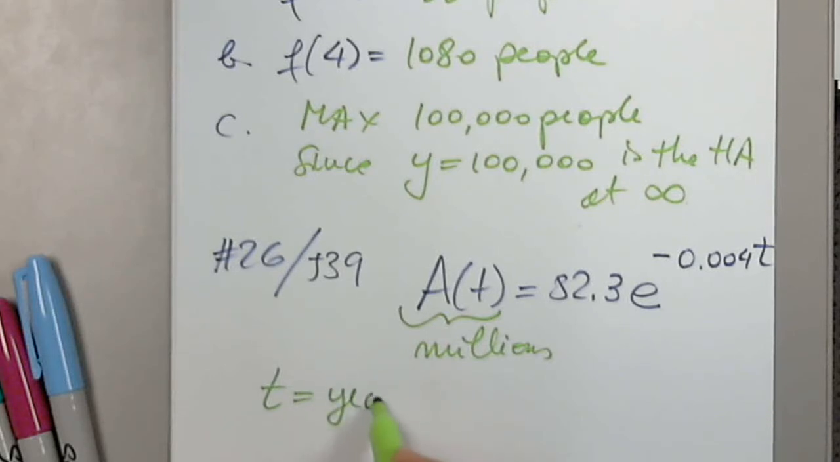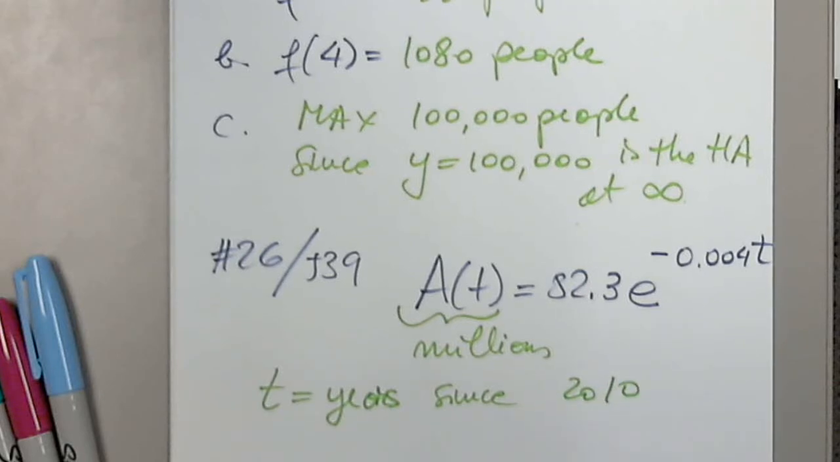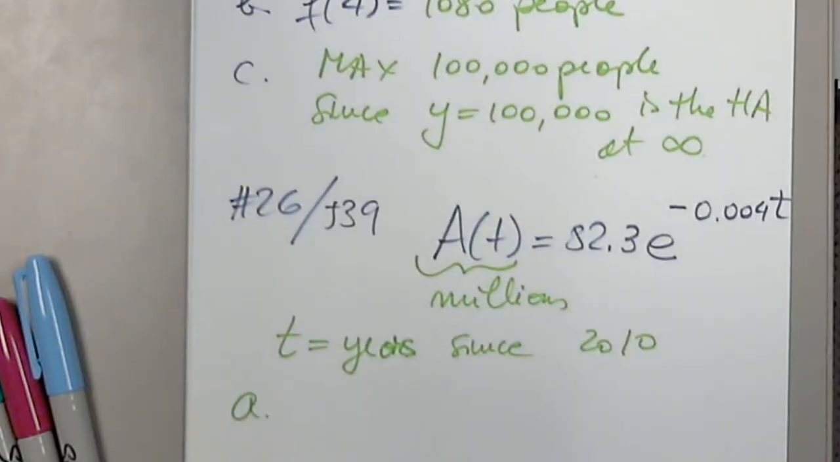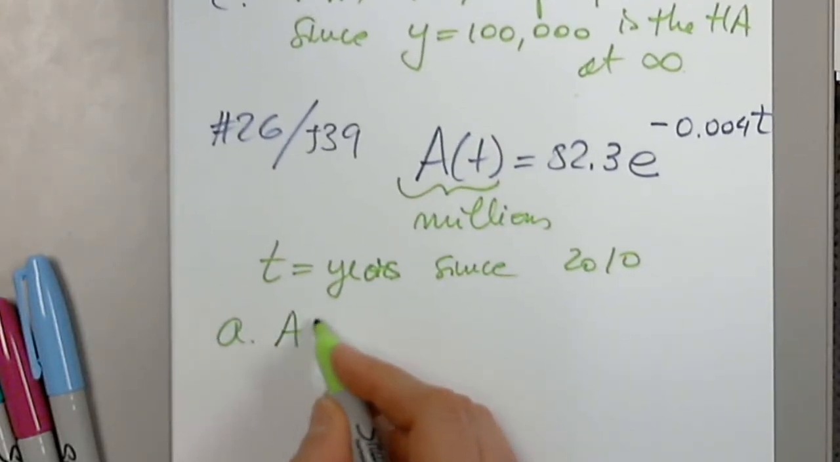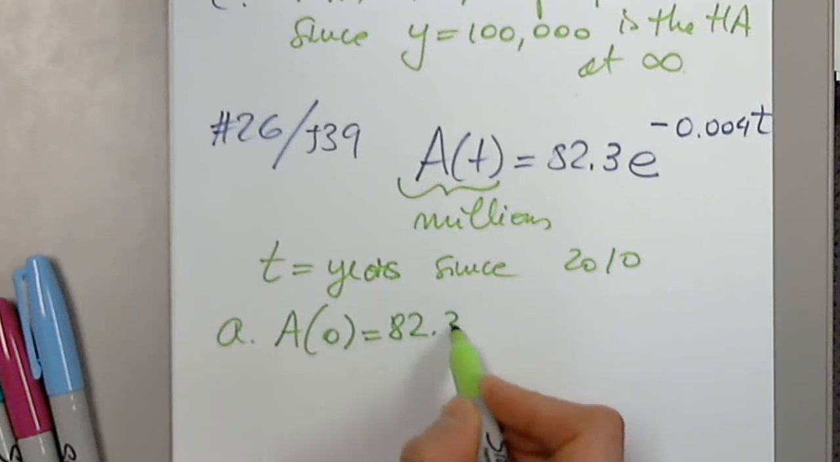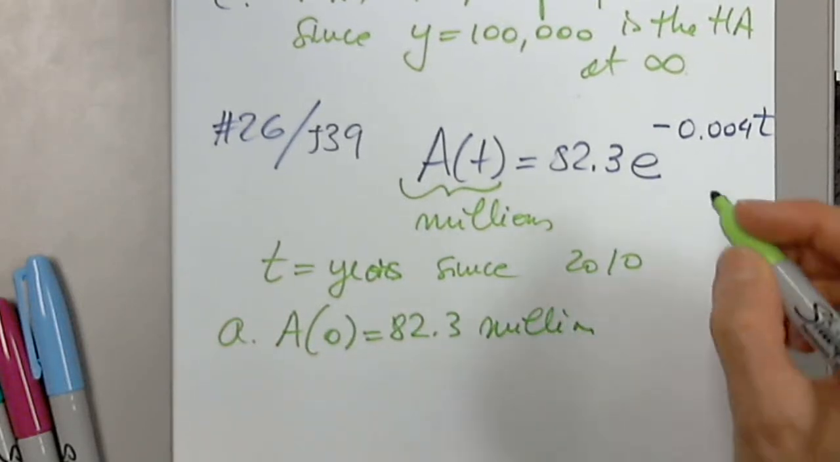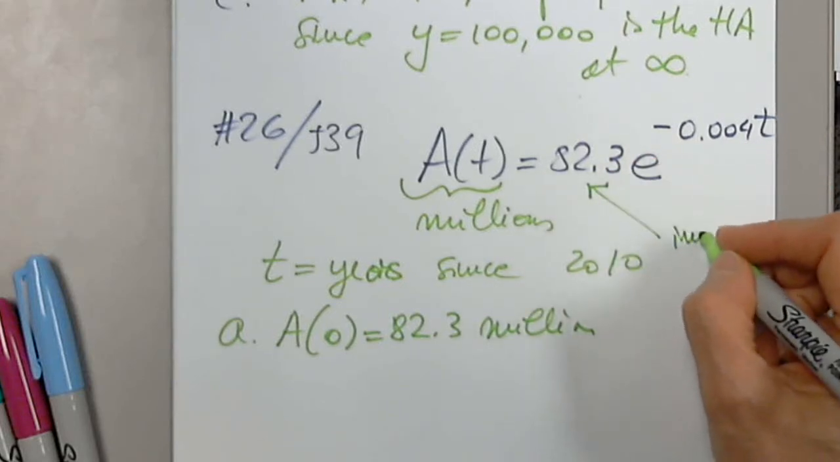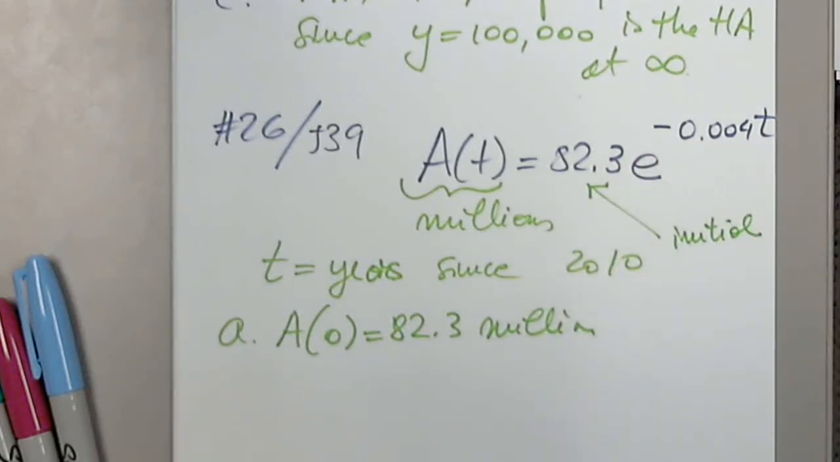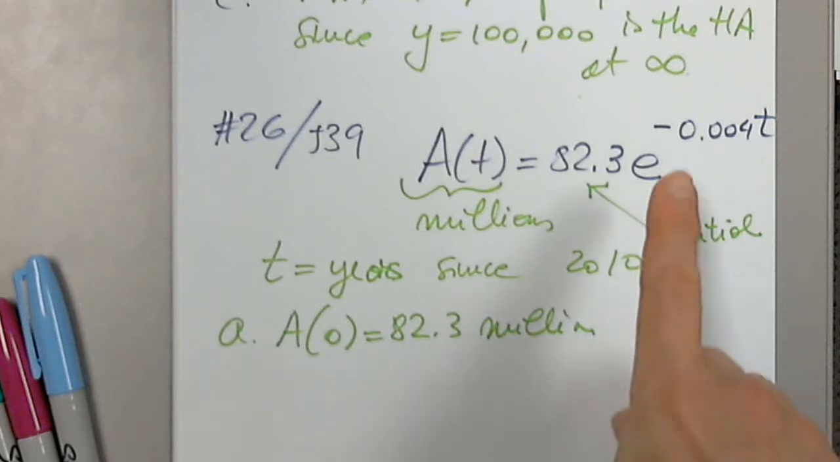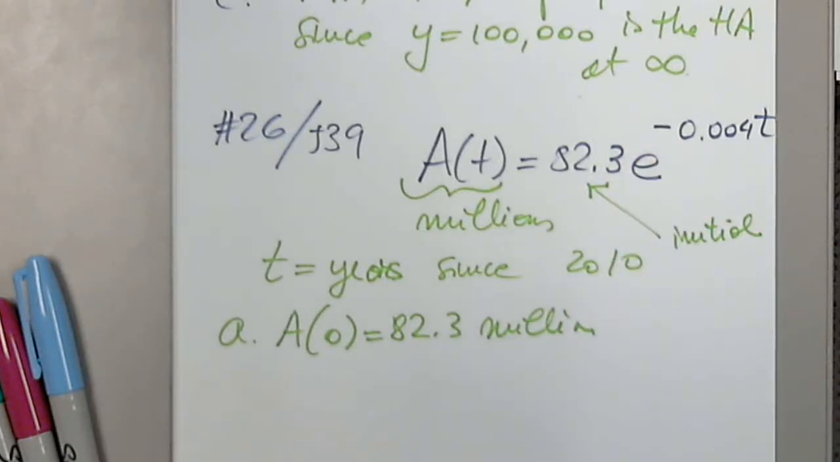t equals years since 2010. What was the population of Germany in 2010? That's 82.3 million. I completely agree. So A of 0 is 82.3, because we know that this quantity is the initial. Good. Part B: is the population of Germany increasing or decreasing? Decreasing. Yes, I agree, because of the negative sign here. Part B.